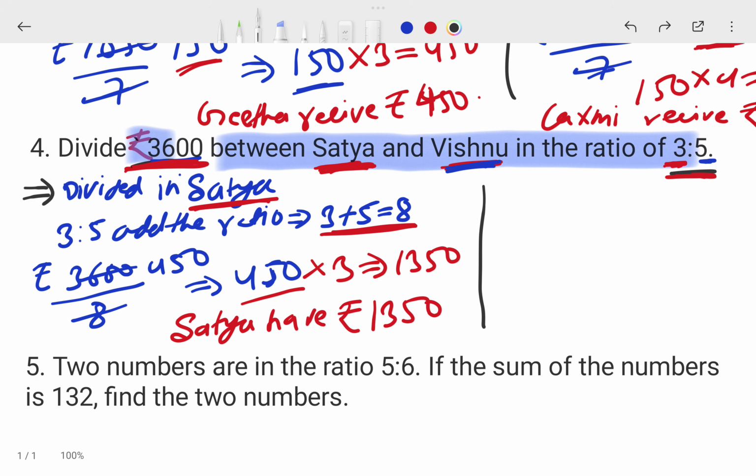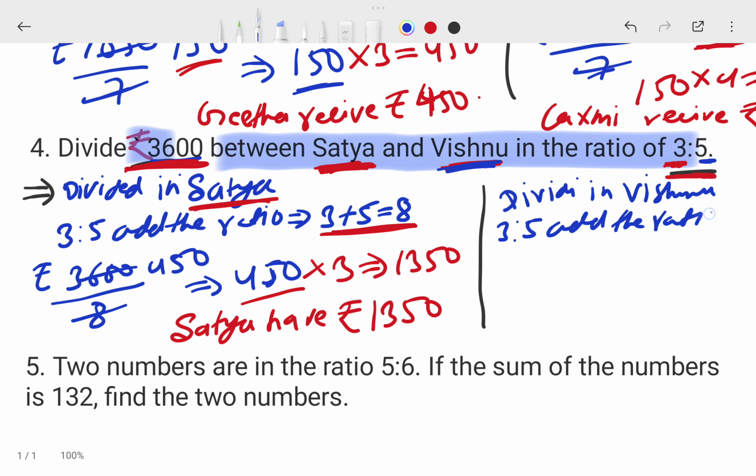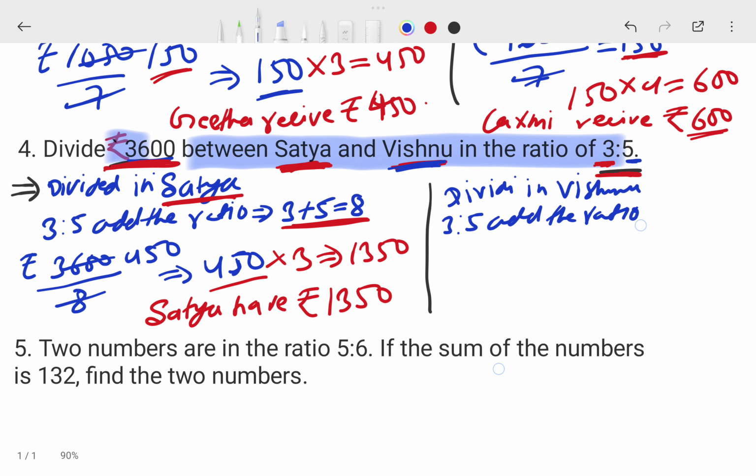Now we have to find for Vishnu. Let's solve the Vishnu problem also. Here the ratio 3 by 5 is given, and we are going to add the ratio.